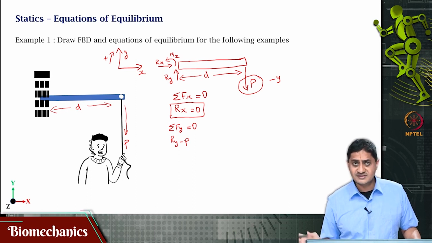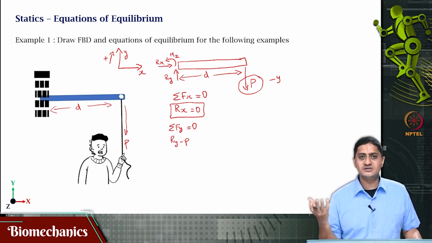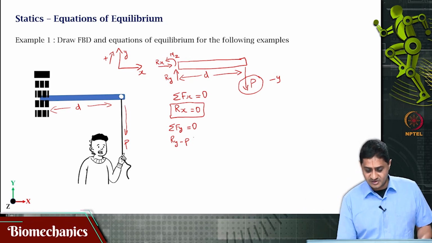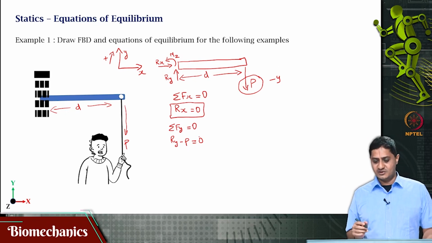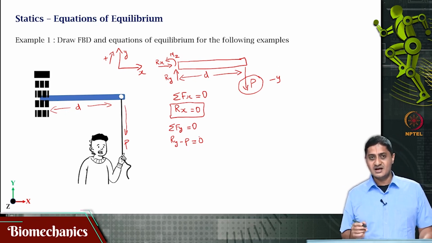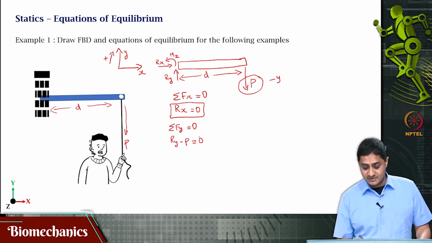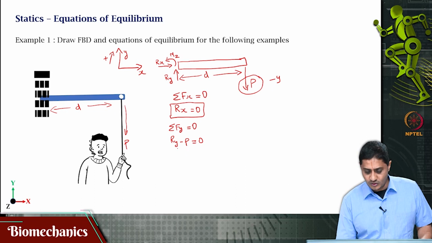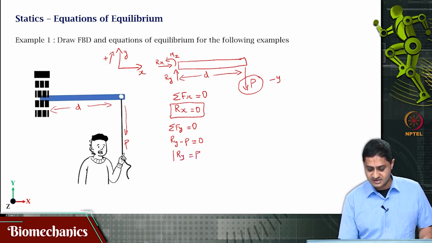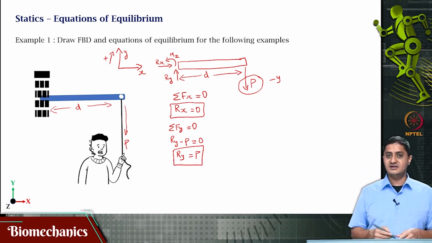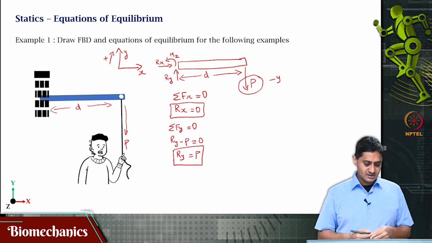One is Rx, but that is in the x direction. One is Ry, the other one is P. Those 2 are in y direction, I have written them, and there is no other force in the y direction. That means that the expansion of sigma Fy equal to 0 is Ry minus P is 0. That means, because P is a known, I can actually write the value of Ry is P. This is something that I can write, right.